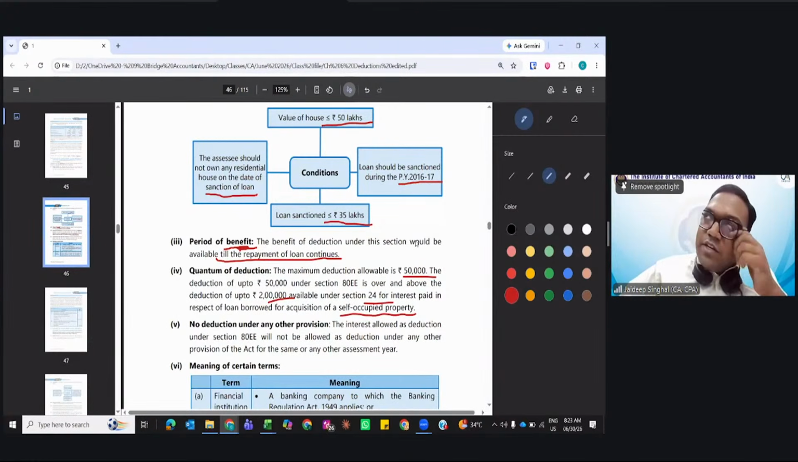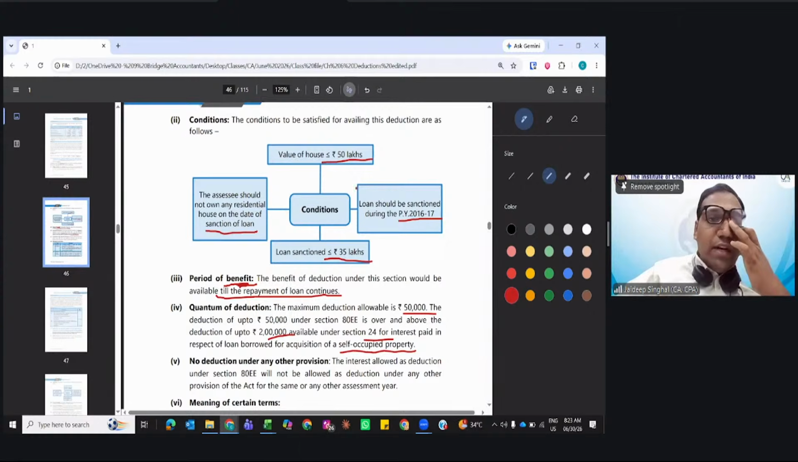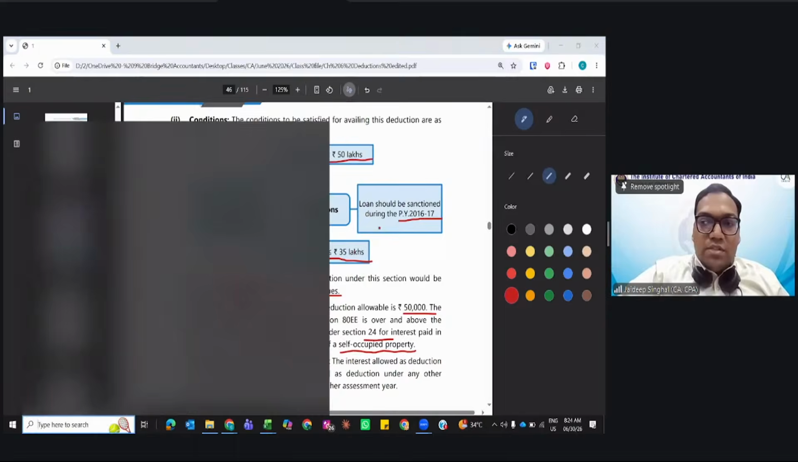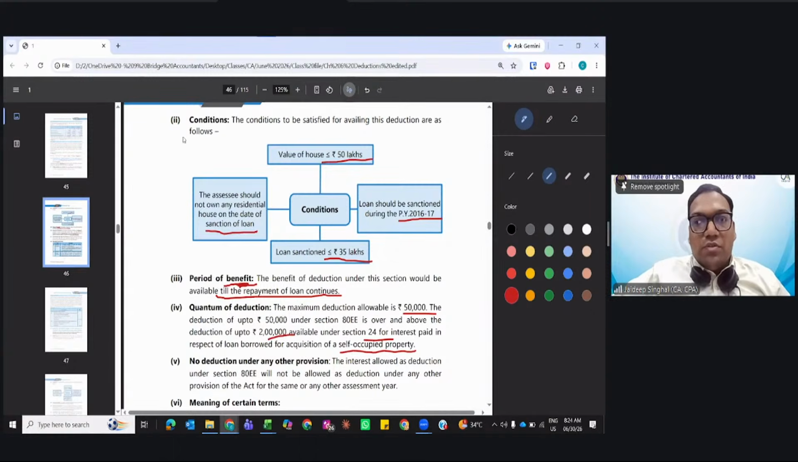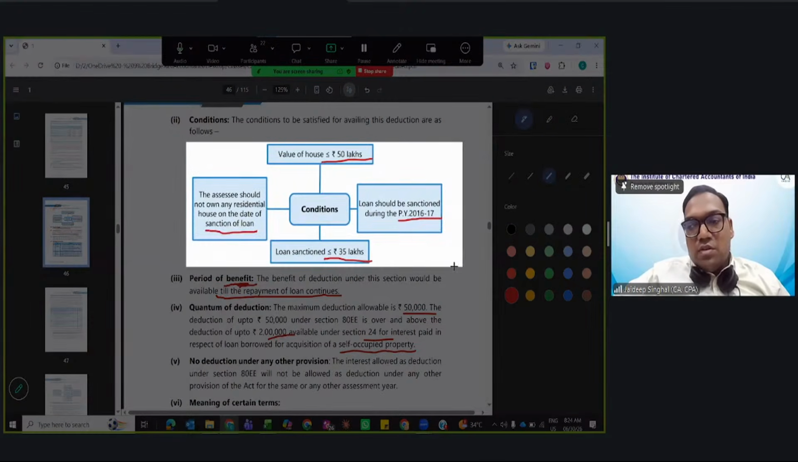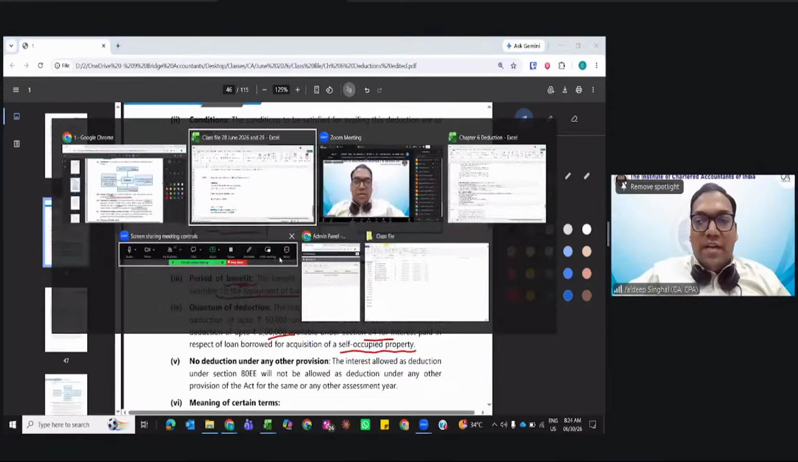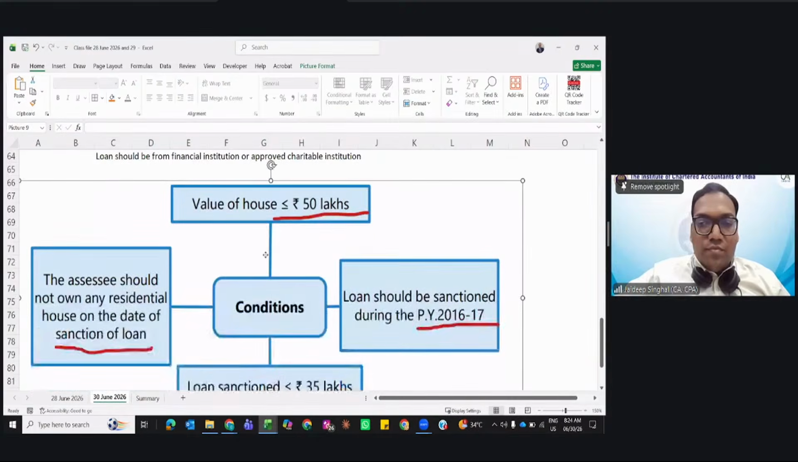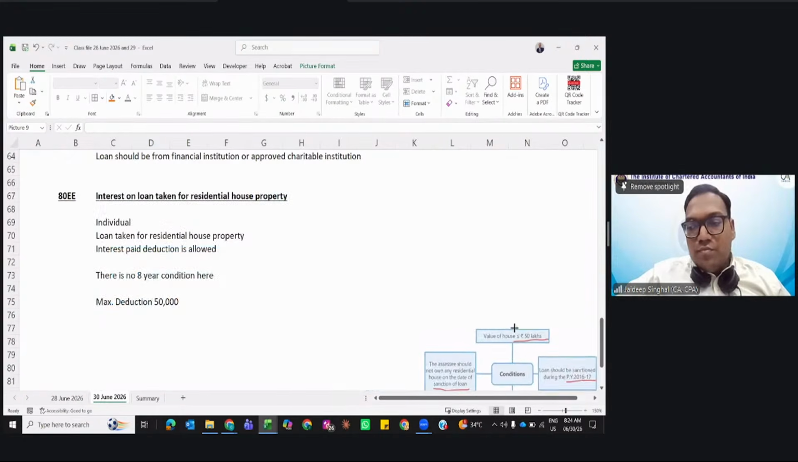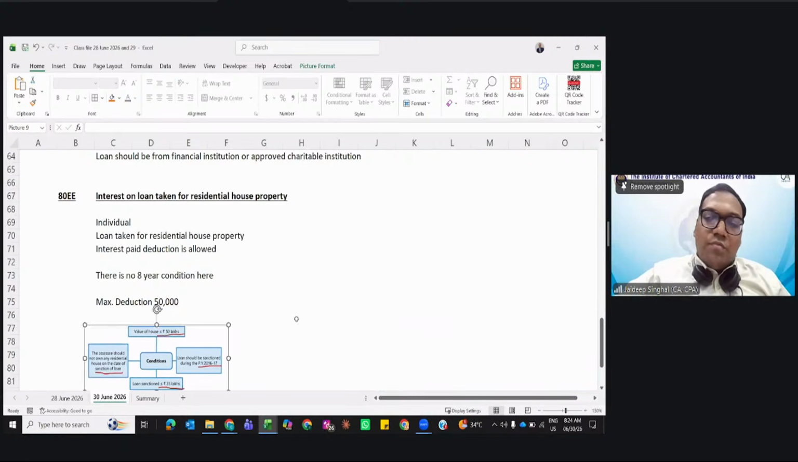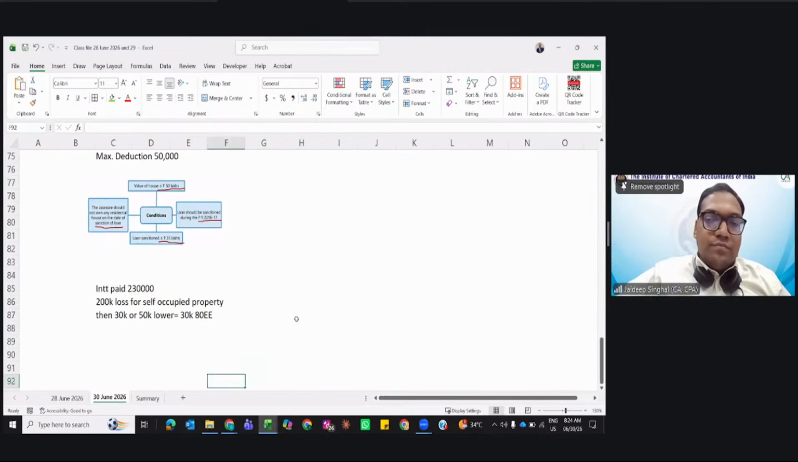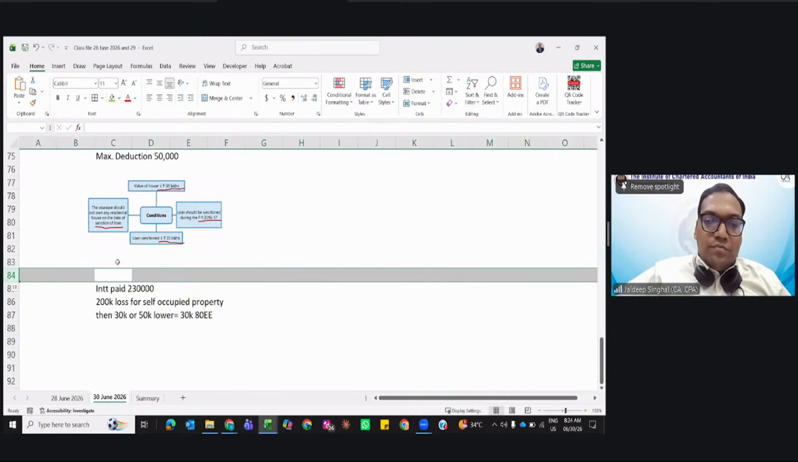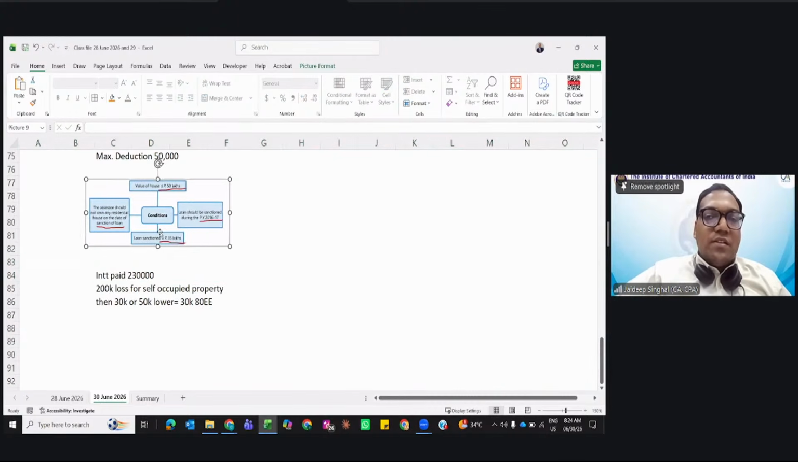Yes, we can claim deduction until we pay, right? These conditions I'm not writing on the Excel, you can cover them from here. I'm just copy pasting for the notes. I don't want to spend time on this. If you want to write down, you can leave the space and note it down later. These are the conditions. Next.